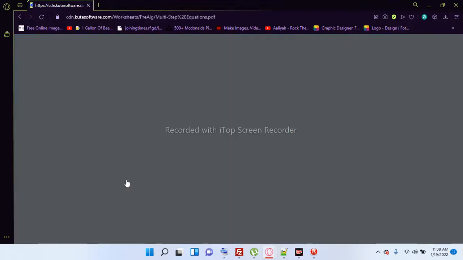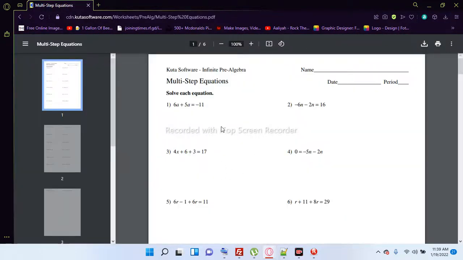Multi-step equation. Okay, 6a plus 5a equals a negative 11. Now, say you got a multi-step equation that came up somewhere in your math. You're like, oh man, I don't remember how to do this stuff. I'm panicking. Don't panic. The Algebrator will help you.